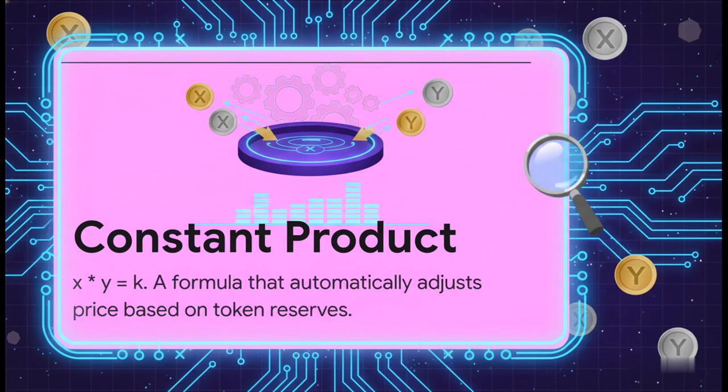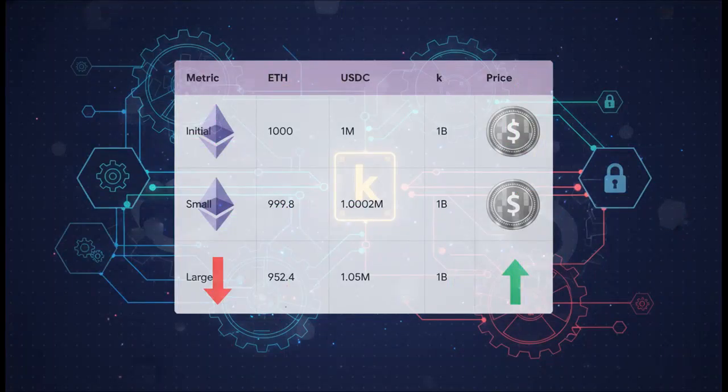Because K has to remain constant, if you take some X out of the pool by buying it, you're mathematically forced to put enough Y back into the pool to keep the whole equation balanced. It forces price adjustments automatically, based entirely on the size of the trade. Let's see how this actually plays out in a real-world scenario with an ETH and USDC pool.